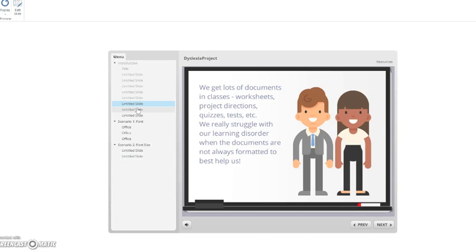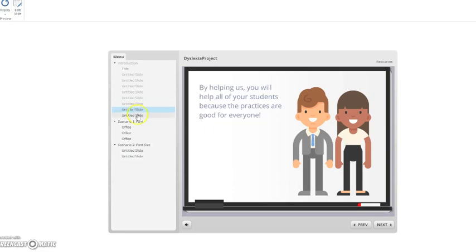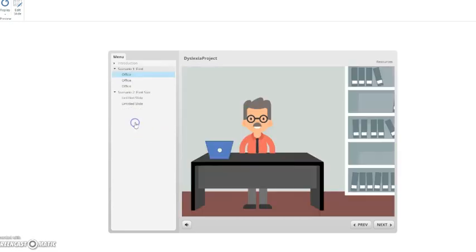And this is Fred and Fiona. They talk about how they help us by helping everyone else. And so the idea is that by helping students with dyslexia, you're actually helping all of your students. So the first scenario is here.